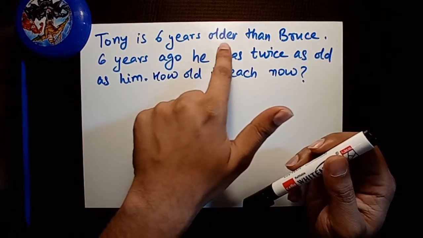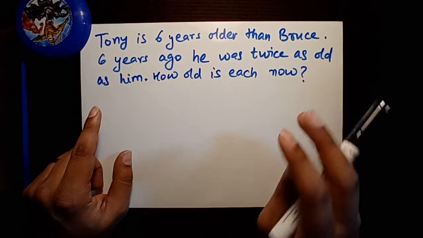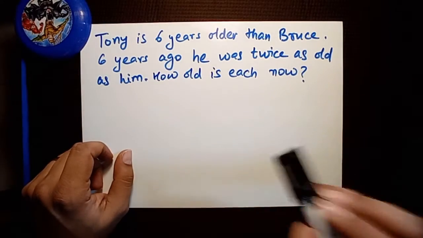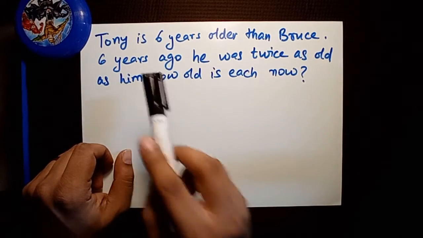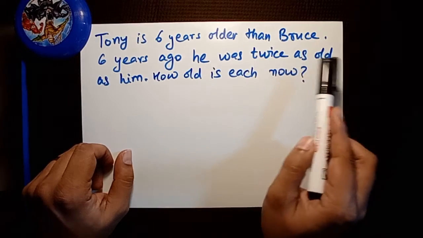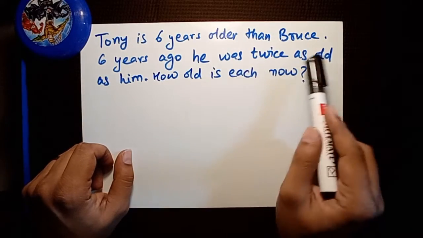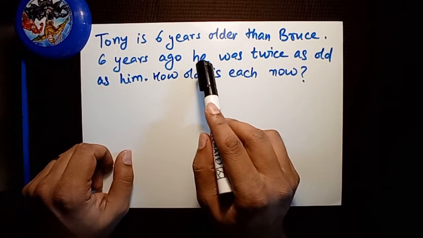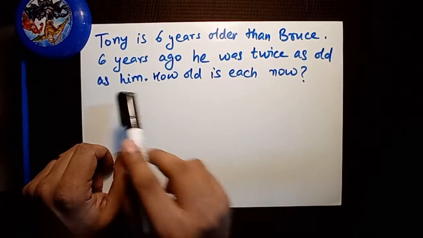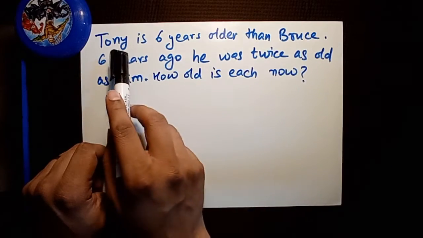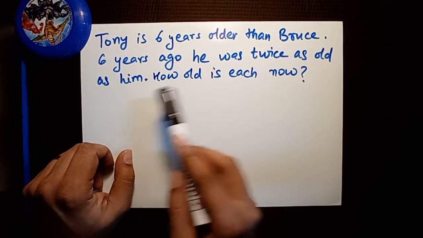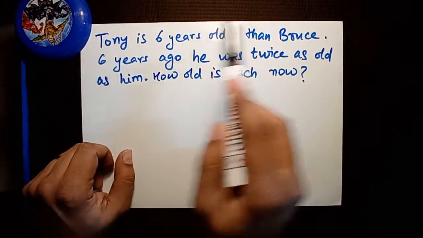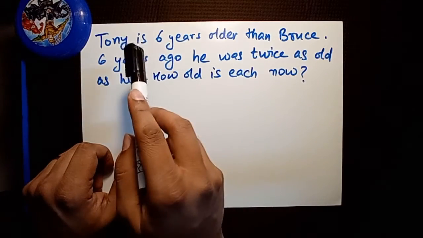Tony is 6 years older than Bruce. Fine, this is one piece of information. 6 years ago, he was twice as old as him. A lot of pronouns are used to confuse. The first "he" refers to Tony, the second "him" refers to Bruce, because the order will remain the same in English.